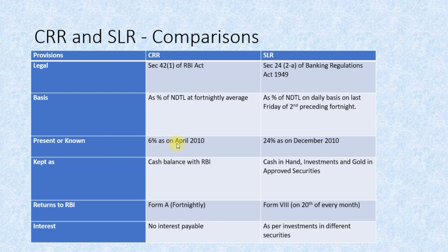Present rate: 6% as on April 2010, which is CRR. SLR is 25% as on December 2010. Now what is it kept as? CRR is kept as cash balance with RBI. SLR is kept as cash in hand, investment and gold in approved securities. Returns to RBI: it is Form A fortnightly for CRR. For SLR, it is Form VIII on 20th of every month. Interest: there is no interest payable on CRR, whereas for SLR it is as per investments in different securities.